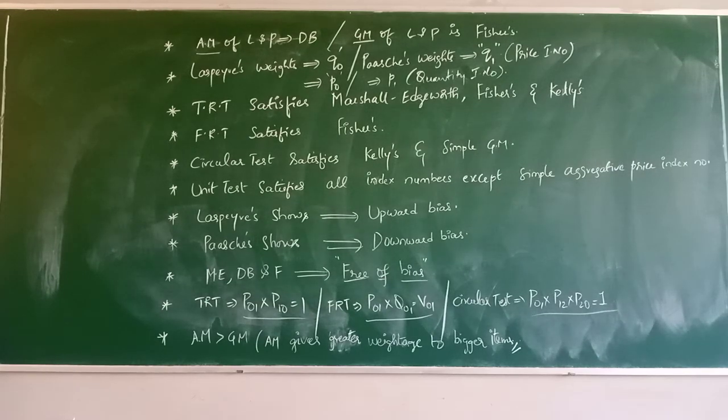In the same way, in case of quantity index number, for Laspeyres quantity index number, P0, the base year price, are the weights, and for Paasche's quantity index number, current year price are the weights. Clear? So that is the second point. And the third one is: which test satisfies TRT and which test satisfies FRT?